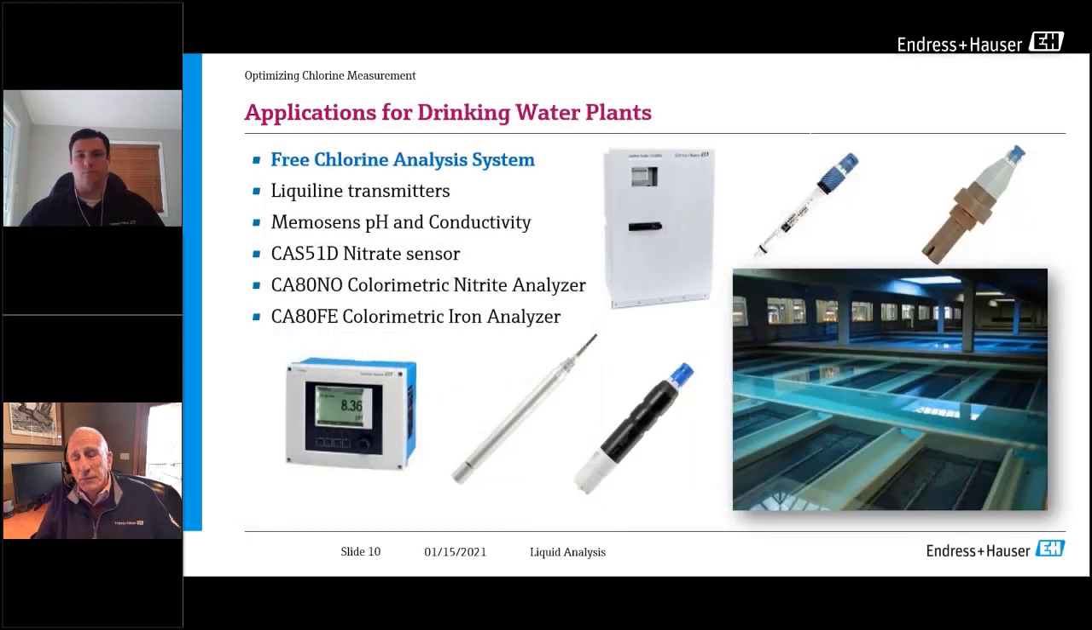But in addition to free chlorine, that's not the only thing that these drinking water plants are trying to measure. They're also interested in measuring things like pH. Want to know what the pH of the water is. They're also interested in measuring conductivity because that gives us a sense of how much dissolved solids might be in the water. They may also be interested in nitrate, nitrite, as well as iron analysis to be able to look at the overall quality of the water. So when we talk about drinking water plant analysis or analytical measurements, this free chlorine measurement is not the only measurement that they're interested in these types of installations.